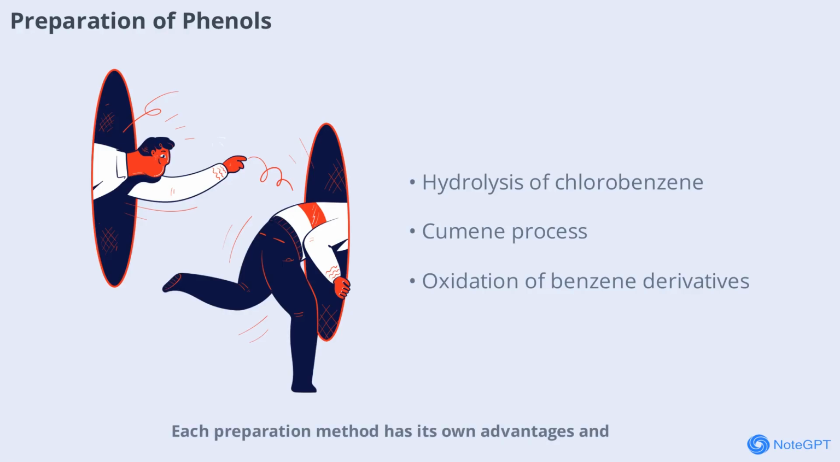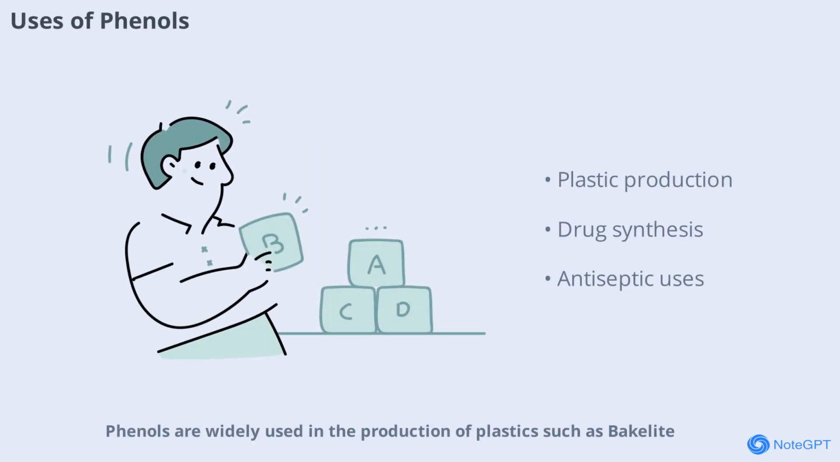Each preparation method has its own advantages and is chosen based on the desired scale and purity. Phenols are widely used in the production of plastics, such as Bakelite, and in the synthesis of drugs like aspirin. They also serve as antiseptics and disinfectants due to their ability to denature proteins. In addition, phenols are important intermediates in the manufacture of dyes, resins, and explosives. Their unique chemical properties make them indispensable in various industries.